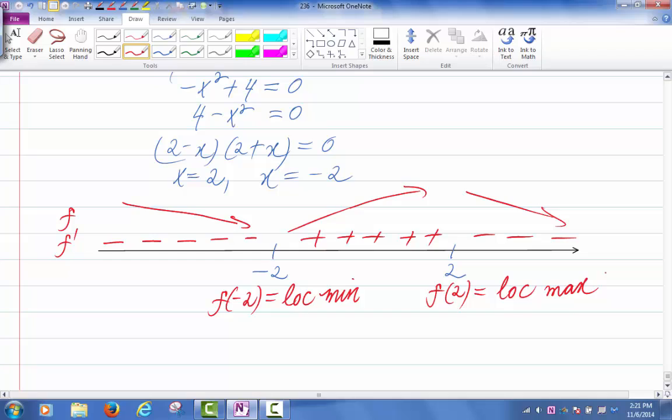And we are out of time. Okay. The fourth problem that I wanted to do is solve the same problem by using the second derivative test, but we will finish it next time.